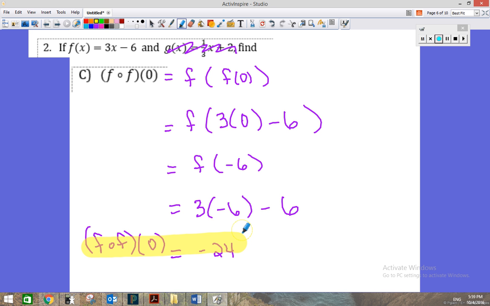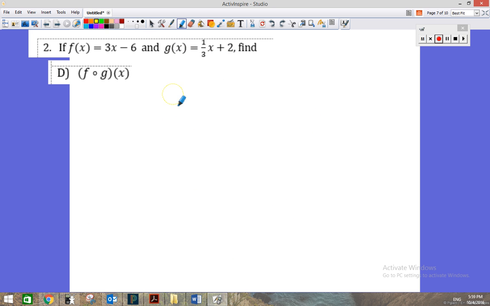Now, in part D, they're going to ask us to find an expression for f of g, I think. Yeah. Alright, so we're taking the function g and we're plugging it into the function f. What is the function g? Well, g is simply 1/3 of x plus 2.